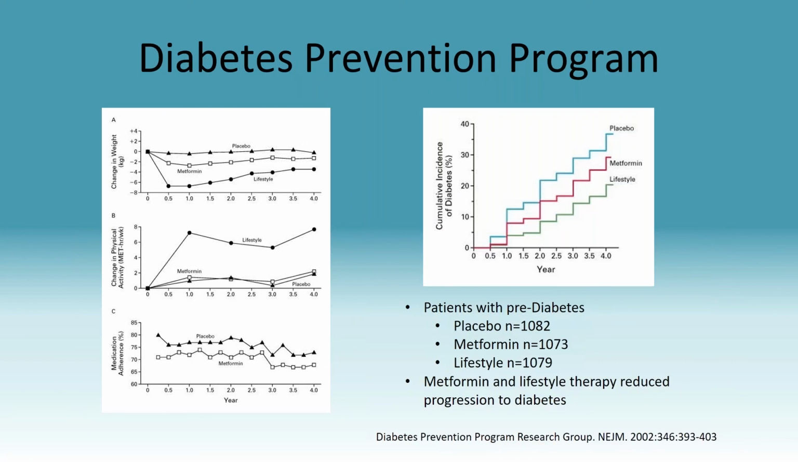So even in patients who have prediabetes, metformin was actually shown to have some weight loss, and this was statistically significant. Although it was not a huge amount of weight loss, there was some weight loss that was present with metformin. Lifestyle therapy, of course, got more weight loss in general. But the other thing that's important is that these patients had a reduction in the cumulative incidence of diabetes. So metformin did prevent patients from progressing into diabetes. And of course, lifestyle therapy with weight loss was even more beneficial.